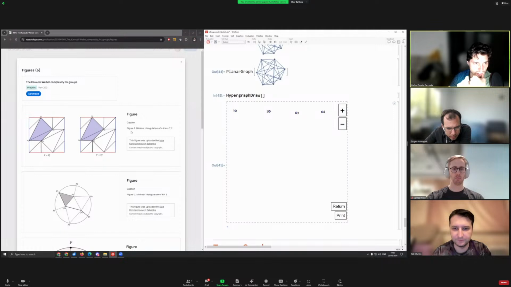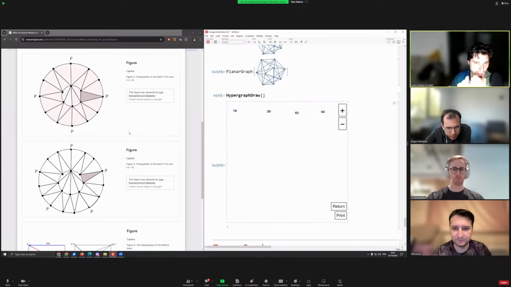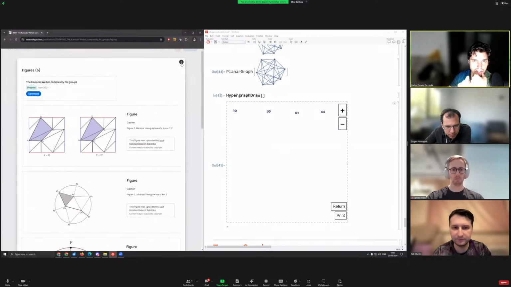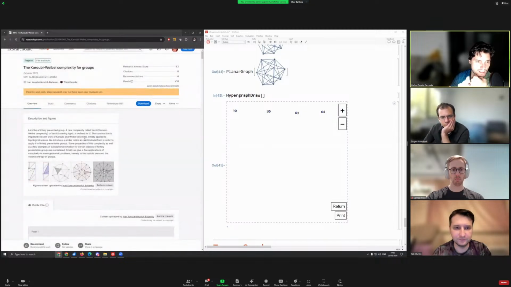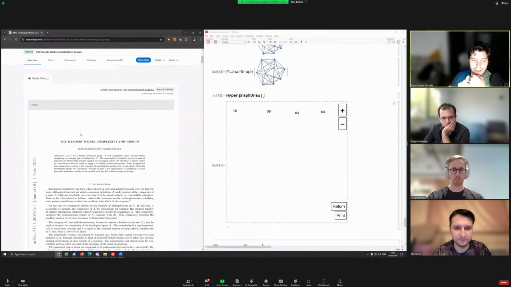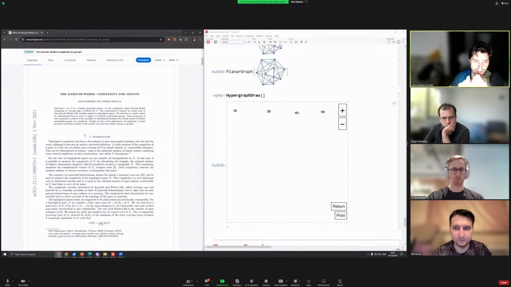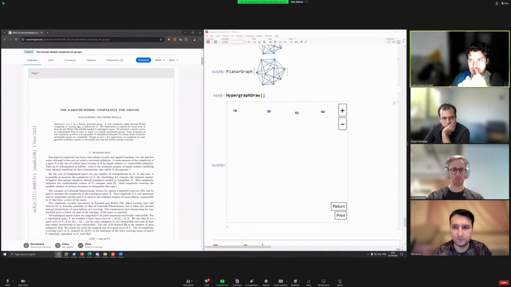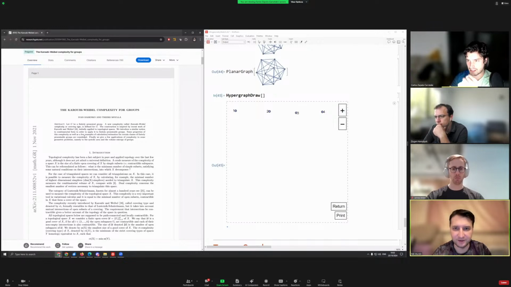Wait. Did this claim that they have a planar triangulation or just a triangulation? No, I don't think so. You don't think it was planar? It was planar, right? Because they said minimum. Yeah, I think that's the key.